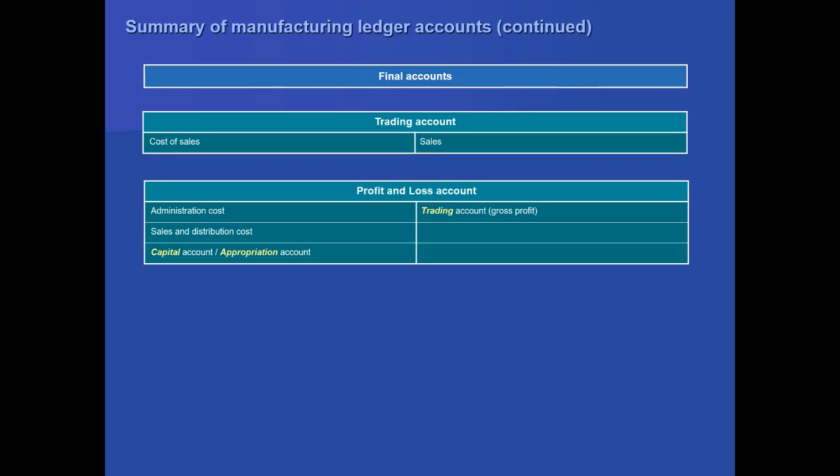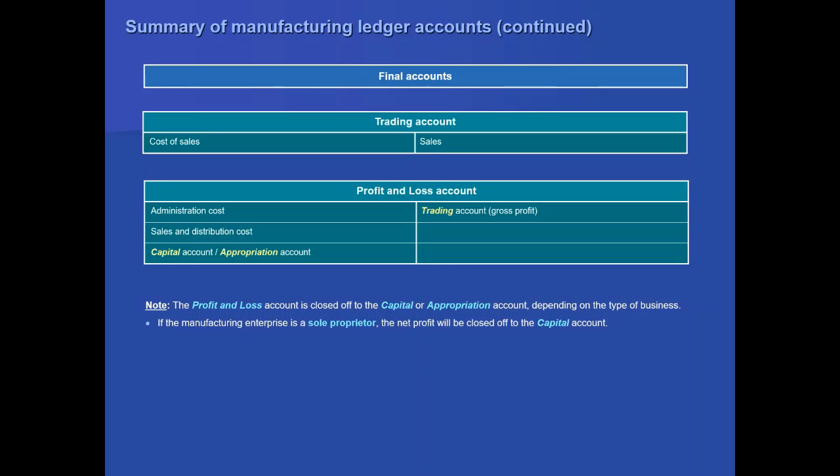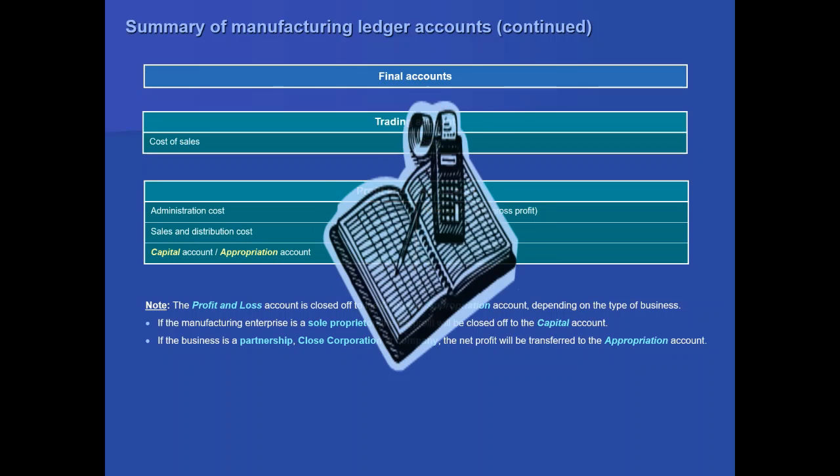be transferred to the capital account or the appropriation account, depending on whether we work with partnerships, companies, sole traders, etc. So the profit and loss account is closed off to the capital or appropriation account, depending on the type of business. If the manufacturing enterprise is a sole proprietor, the net profit will be closed off to the capital account. If the business is a partnership, close corporation or company, the net profit will be transferred to the appropriation account.